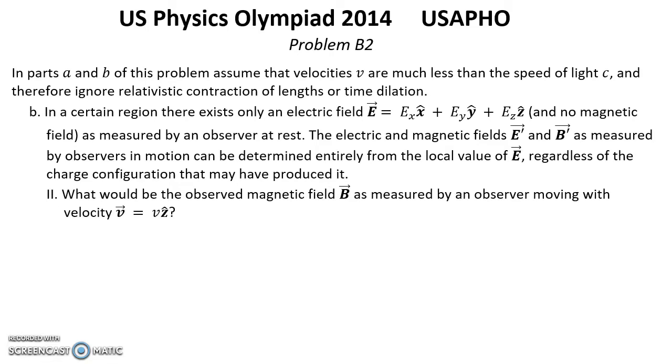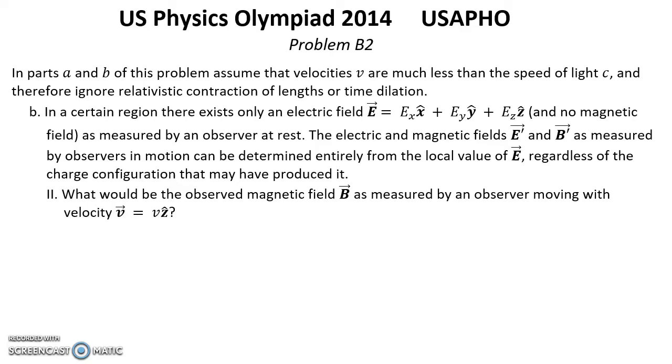Question 2. What would be the observed magnetic field B as measured by an observer moving with the velocity v in the z direction? Solution. No magnetic field was created by the motion of the sheet of charge in the direction of the electric field. So the magnetic field in the frame of reference of the moving observer should likewise not depend on the component of the electric field in the direction of motion.